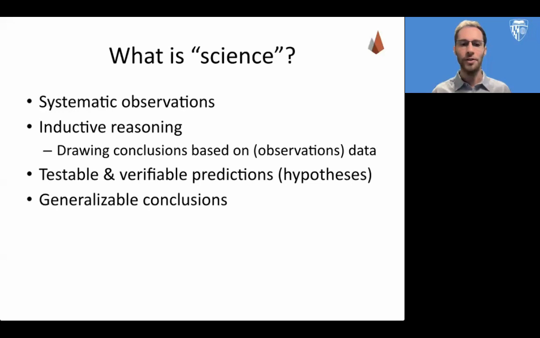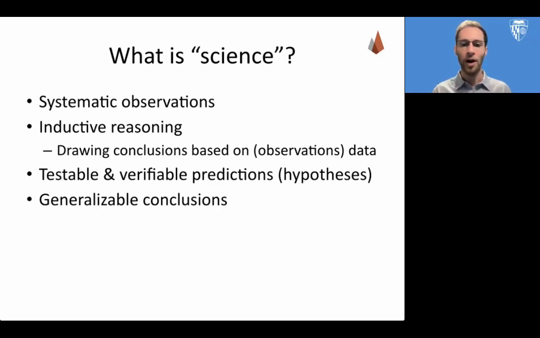Systemic observations means that we are careful when we're collecting data and we don't do it haphazardly. So we want to be careful, for example, when we're measuring and assessing our variables and running analyses. Inductive reasoning is mentioned in your textbook as one of the key elements of science, and this means that we draw conclusions based on our observations, and this specifically includes quantitative and qualitative data.